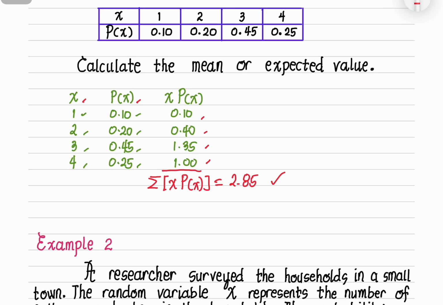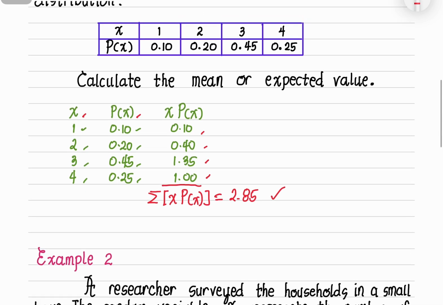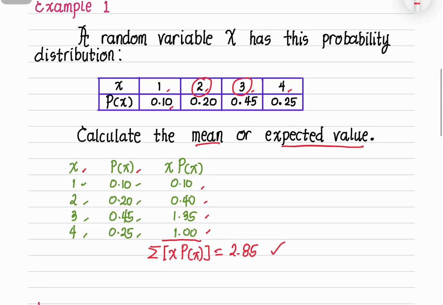Okay? Let's say the random variable experiment here has the values of 1, 2, 3, and 4. And if that experiment is repeated, the expected value is between 2 and 3. Kasi yung 2.85 ay nasa pagitan ng 2 and 3. Gets? Okay. So, doon papasok yung 2.85 natin, which is the mean or the expected value. Okay? So, ganun lang kasimple.